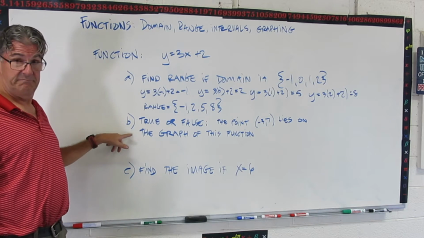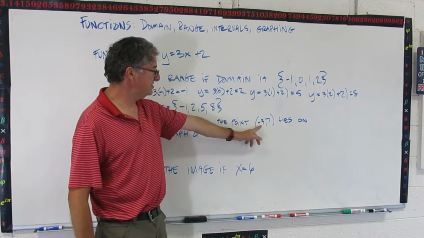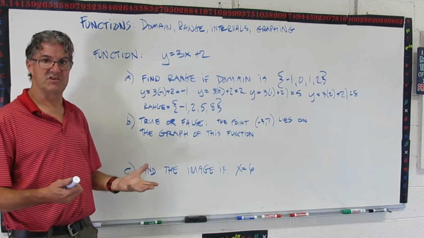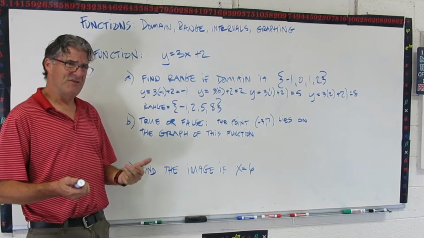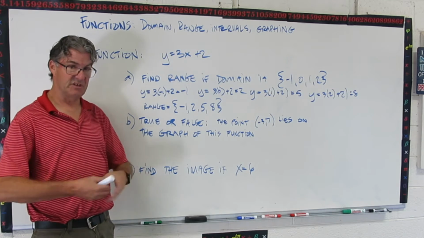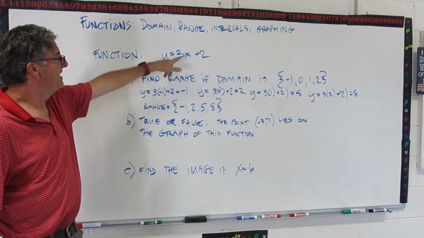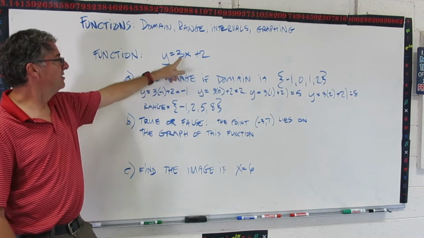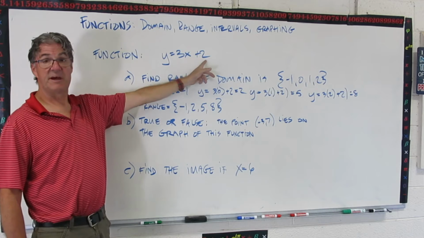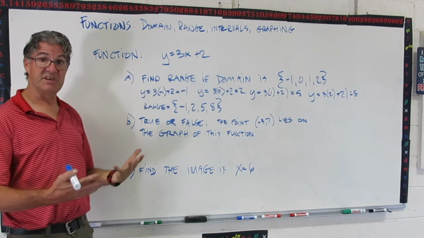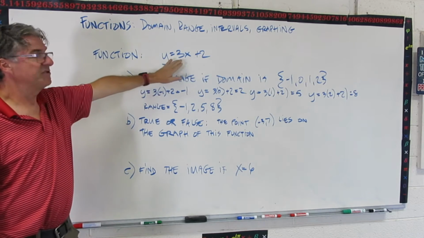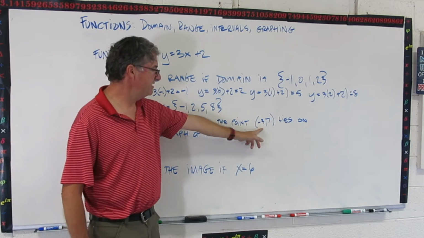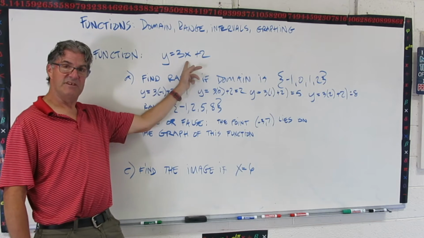True or false? The point (-3, 7) lies on the graph of this function. So at first you might not even understand what this question is asking, so let's tease that apart. This function can be graphed. This is a linear function with a slope of 3 and a y-intercept of 2. So if you remember from your basic algebra and graphing lines, you could graph this one all day. So what this question is saying is, is this point on the graph of this function?